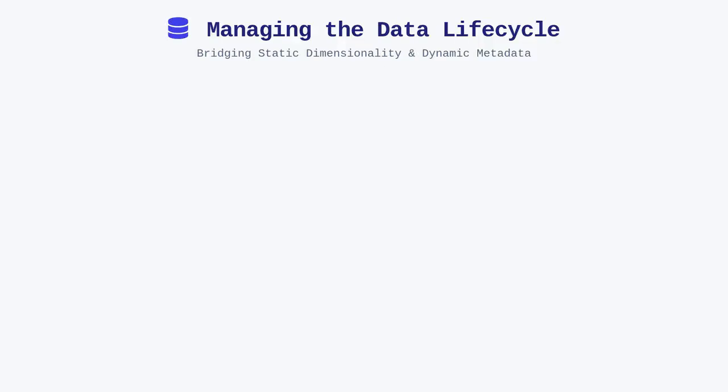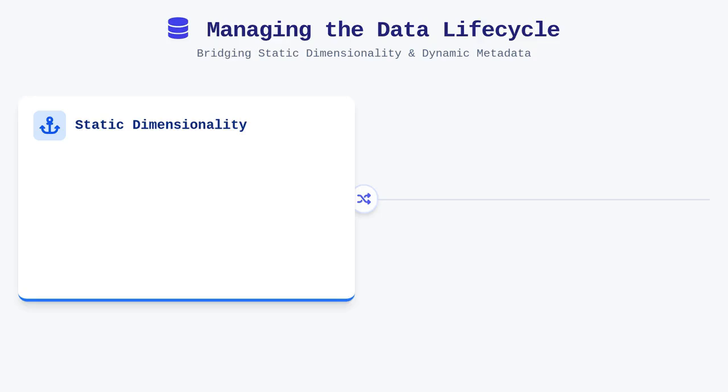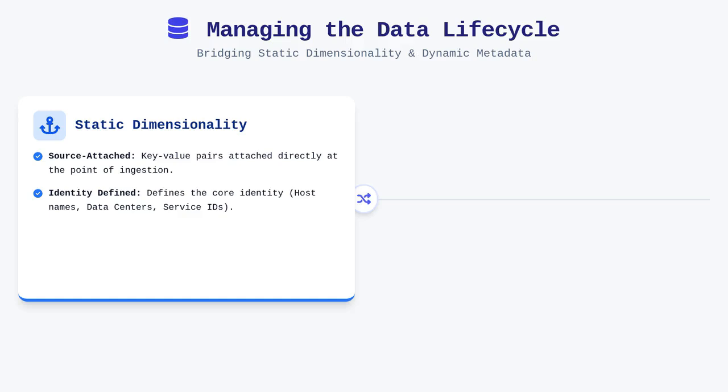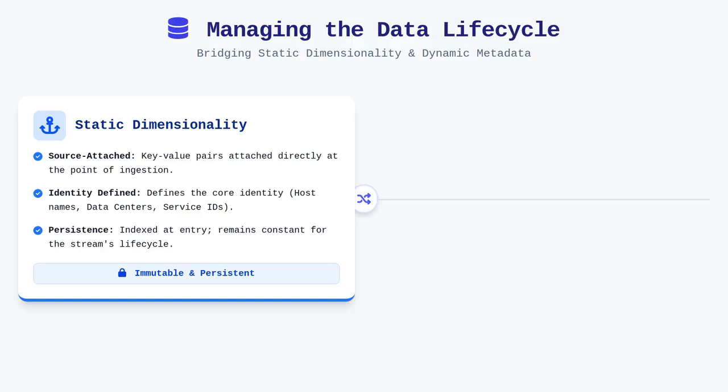Understanding how we manage data lifecycle begins with the distinction between static dimensionality and dynamic metadata. When we ingest metrics, we attach key value pairs directly to the data points at the source, which form the static dimensions of our time series. These dimensions define the identity of the metric, such as host names, data centers, or service identifiers, and they are embedded within the ingestion payload itself.